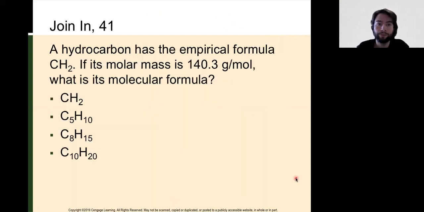And that's true. All right, question number 41. A hydrocarbon has the empirical formula CH₂. If its molar mass is 140.3 grams per mole, what is its molecular formula? Again, 10, 15 seconds. Pause if you need more time. All righty, so as usual, pause if you need more time. The answer's coming soon.